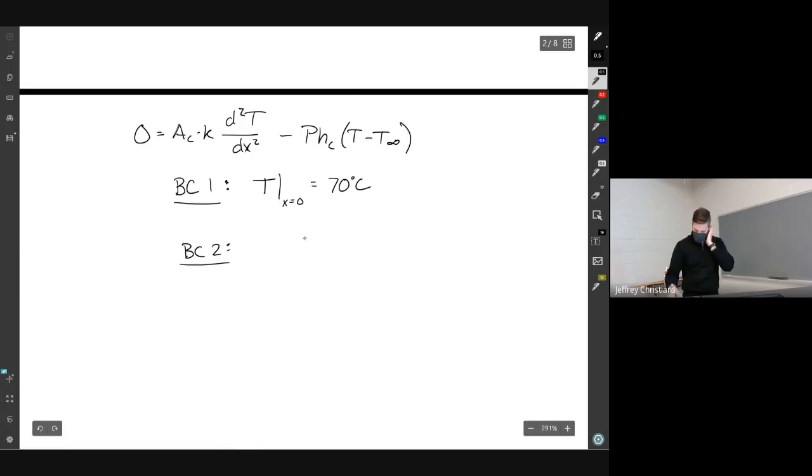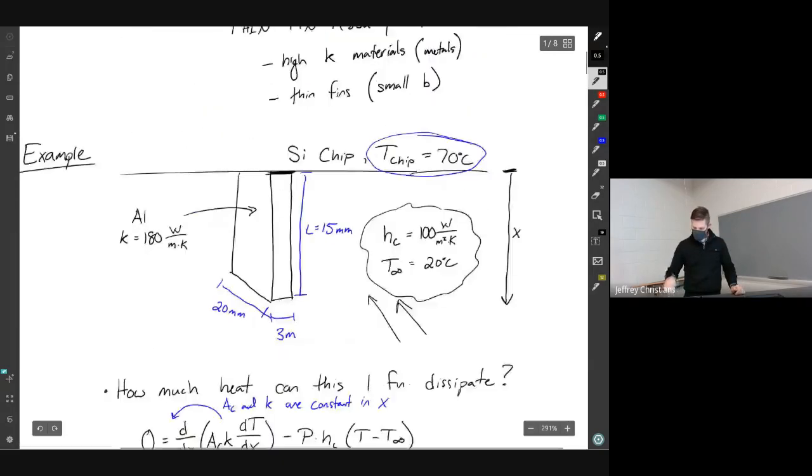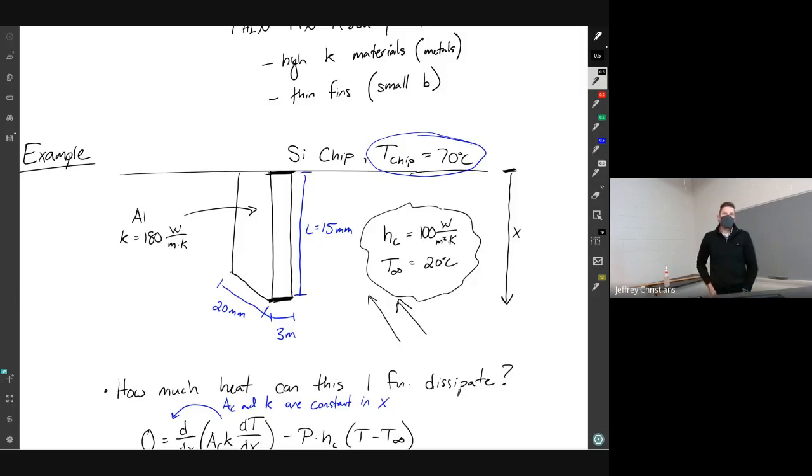That would be something now not at the top surface, that's going to be something here at this bottom, at the tip. What would be a reasonable boundary condition at the tip? So there are a couple different ones that I could imagine. One would be that, say this fin is super-duper long. Then the tip is going to eventually come to the same temperature as what T infinity is. So then it would be maybe 20 degrees C.